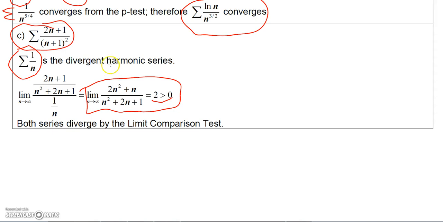Okay, so now put those comparison tests in your pocket and hold on to them. And in the next section, we're going to talk about some tests called the ratio and the root tests.